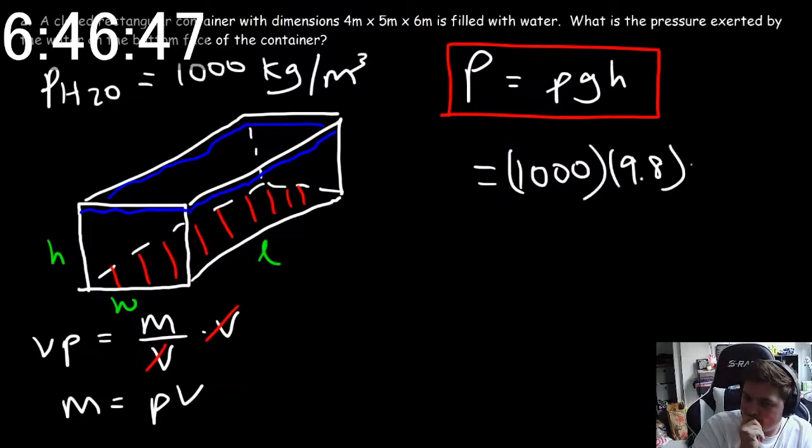We have the gravitational acceleration, it's 9.8, and the height of the fluid. Now let's say the first one is the length, the second is the width. So the height, we're going to say it's 6 meters in this example.